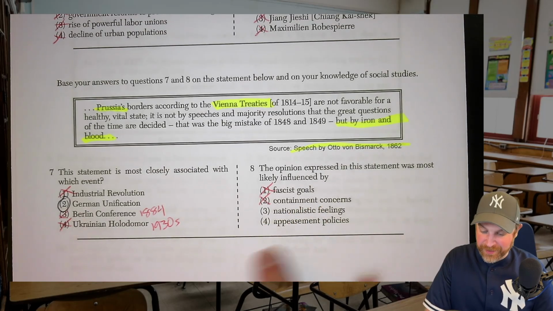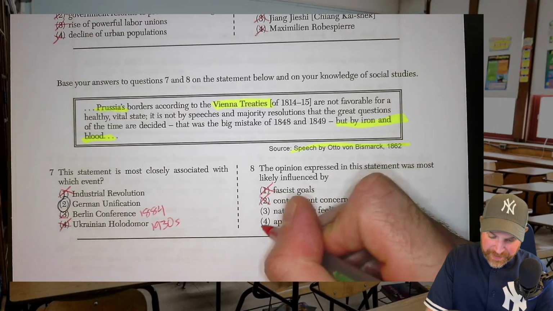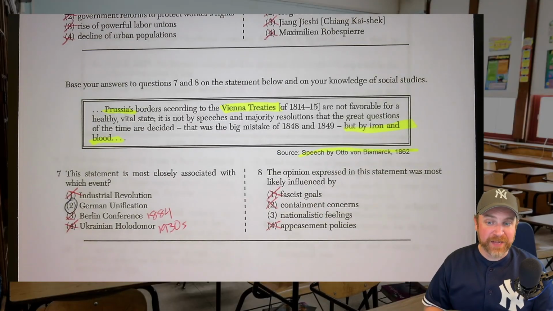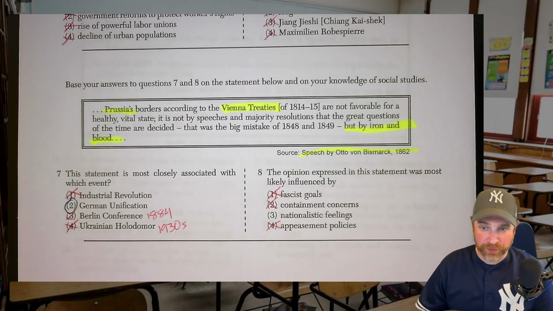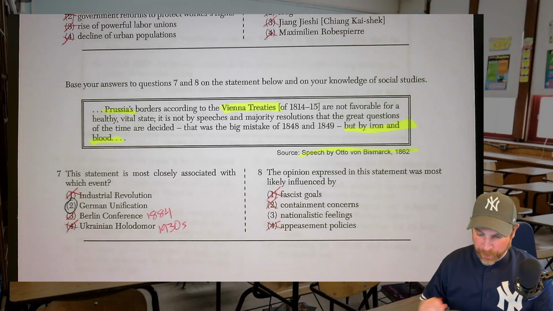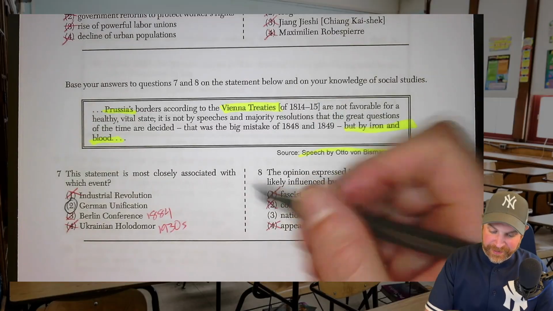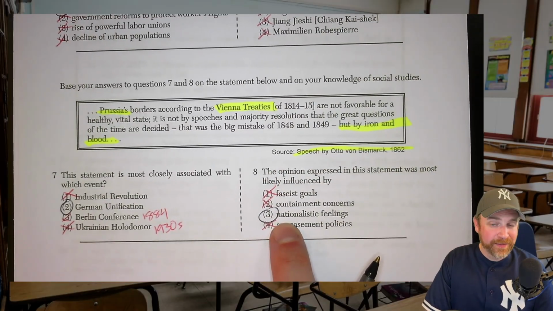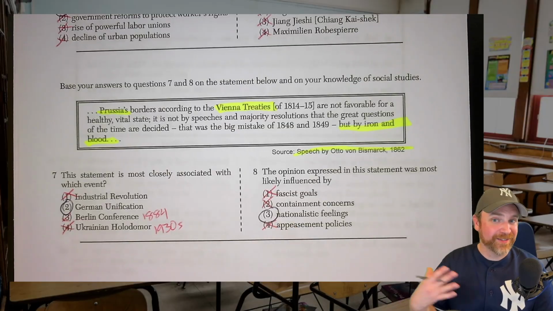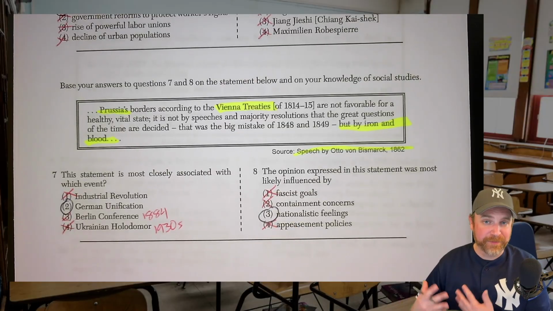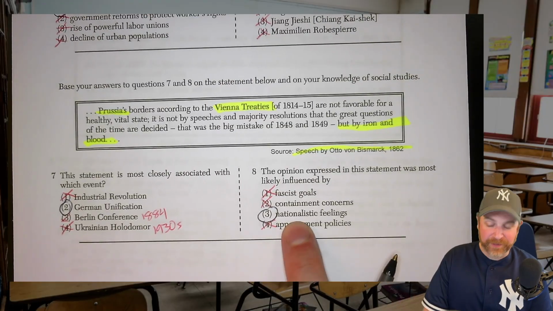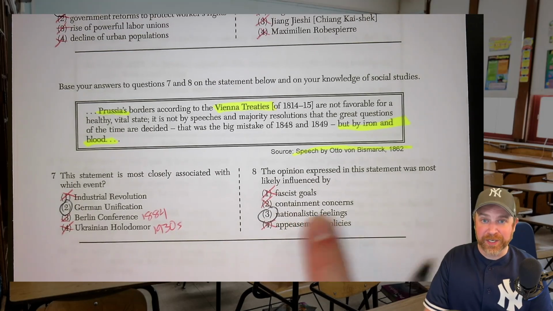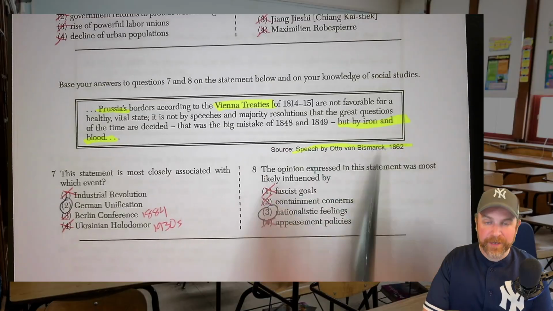Nationalistic feelings is our answer, but look at choice 4 here, appeasement policies. Appeasement is when the British and the French were giving in to Hitler in the years before World War II, right? Long after Germany became unified already. So this is showing Bismarck's nationalistic feelings here. He wants to unite the Germans together into one state. Why? It would make the German people stronger. Why does he care? He's got pride in being German, right? You want your German people to be stronger? Let's come together, right? That's a feature of nationalism. So he's a nationalistic guy. He wants his country to be strong. So choice 3 for number 8.